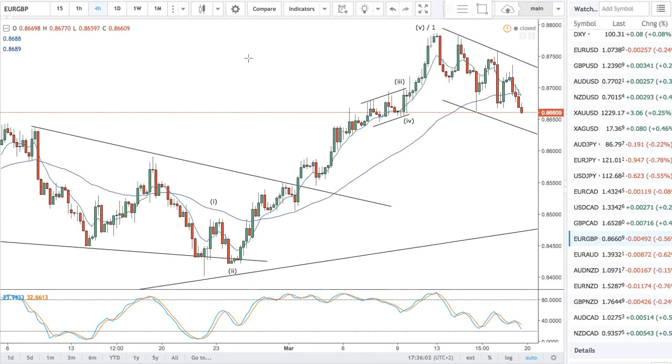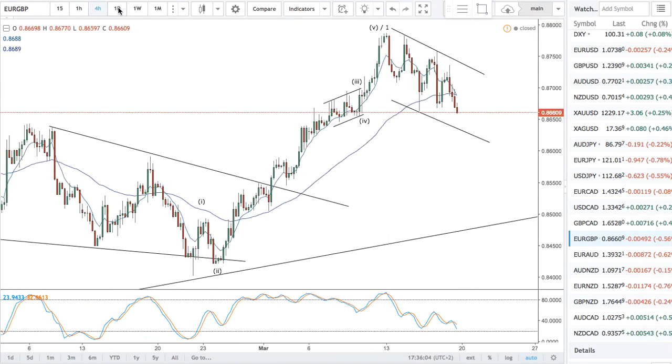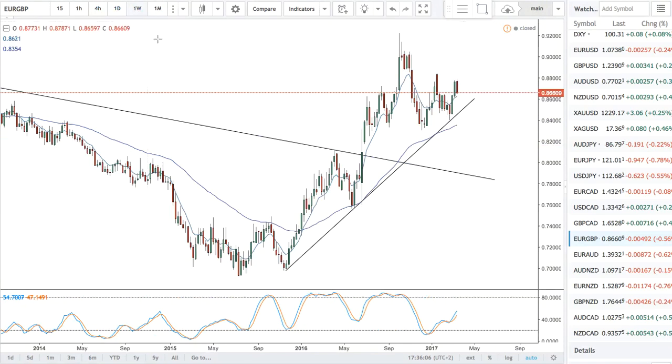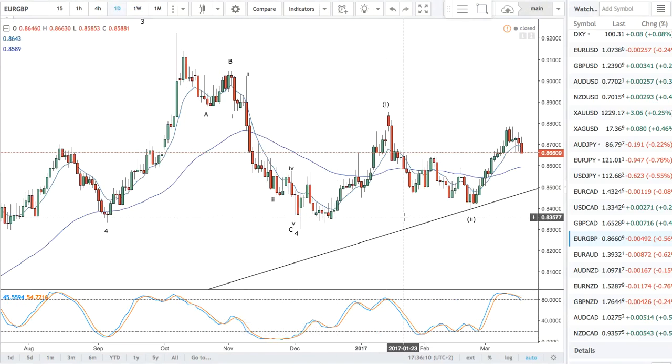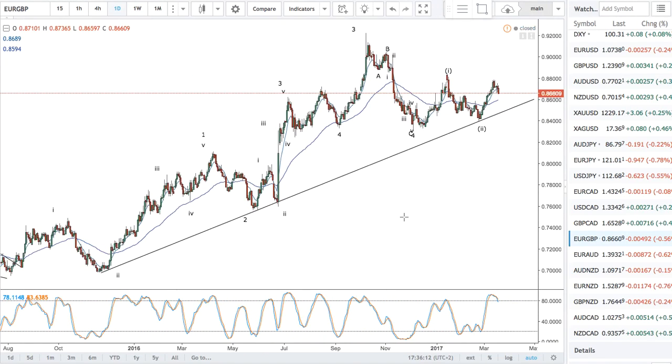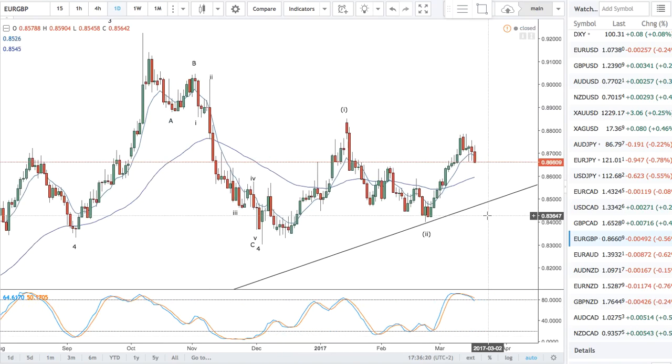Okay, euro pound looks good for a buy. I've altered the count on this. I'm not going to go over everything, but I was overall counting this as 5 before, and I have to adjust this count. Now I've changed it to 3. There are 2 scenarios here.